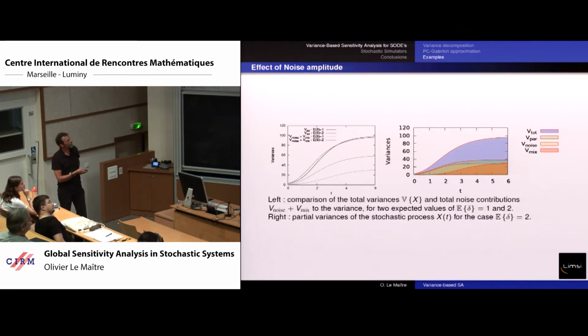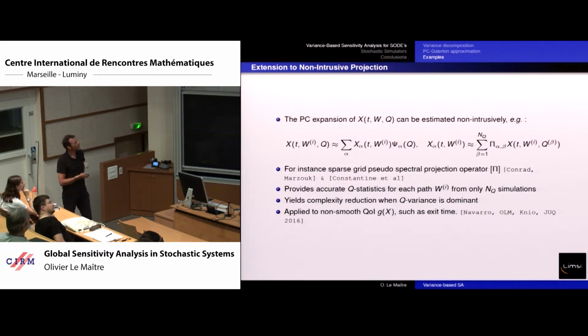Okay, this is exactly the same, but for a higher noise level. And you see that now the magnitudes of the different contributions tend to be more balanced than before, because you have more noise in the system. It's quite what you would expect.